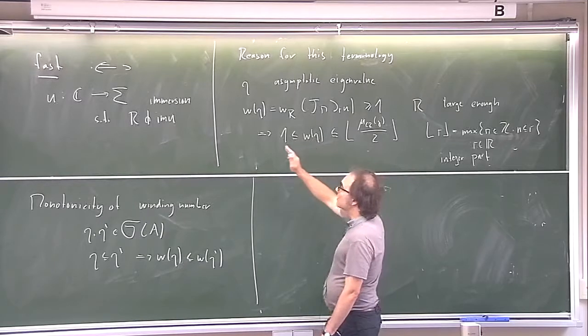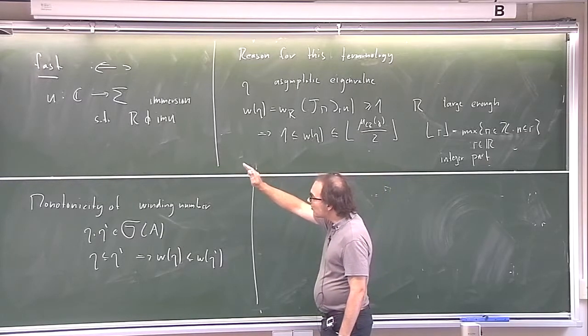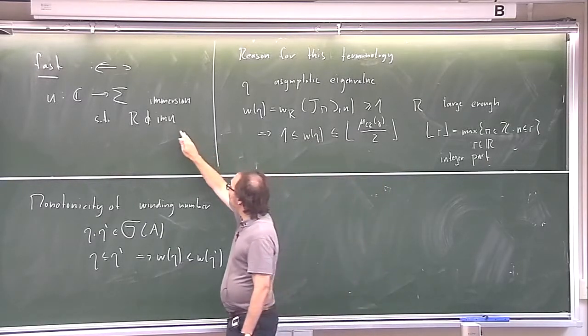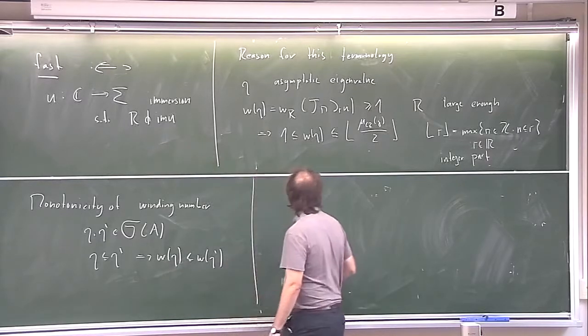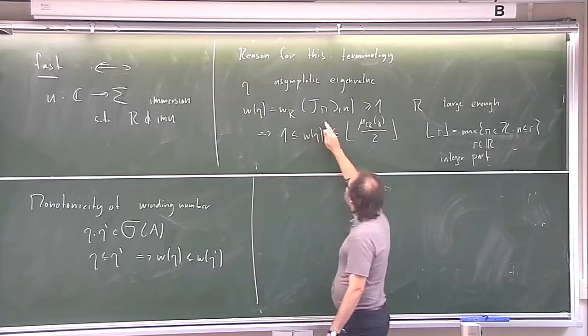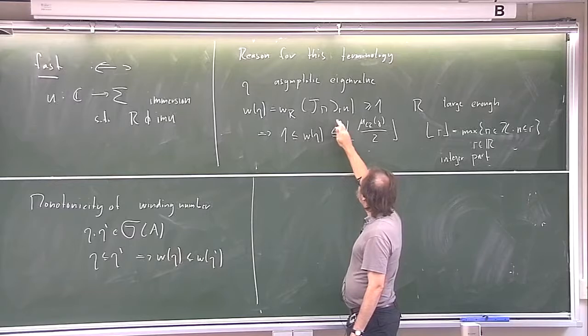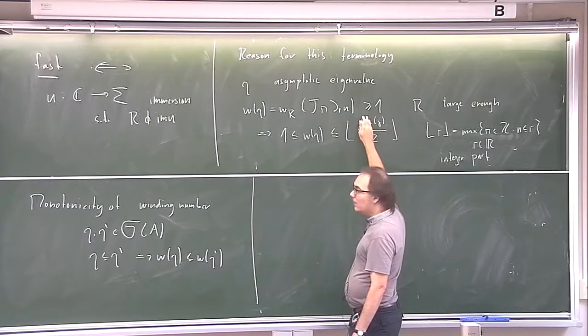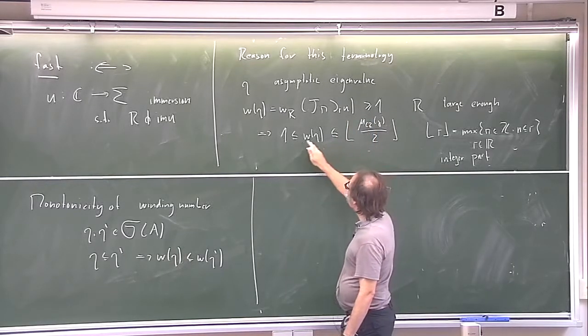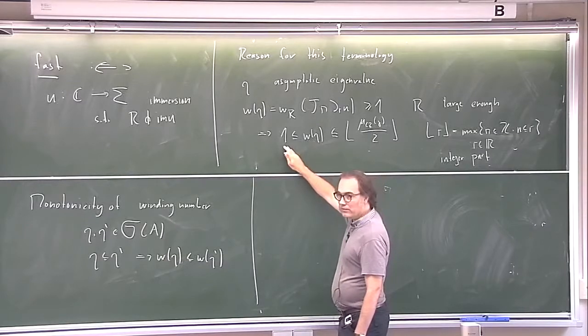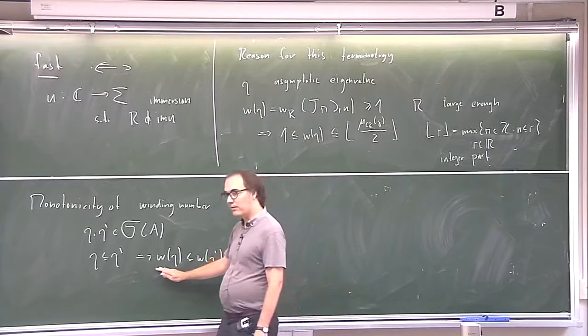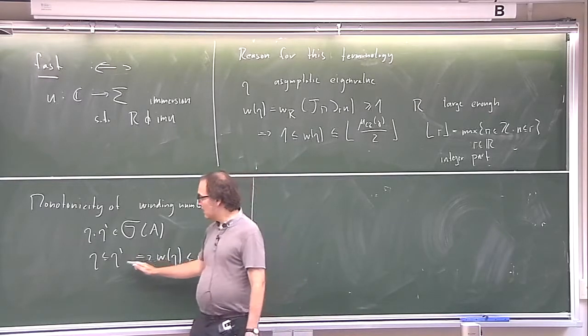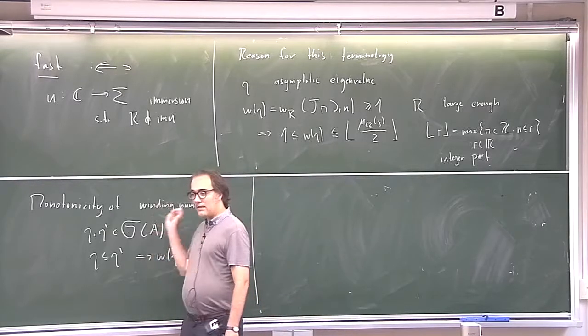But if it's immersed transverse to the image of U, then by positivity of winding number, this has to be 1. And this means this is the smallest possible winding number. And because of this monotonicity, this means it decays as fast as possible.